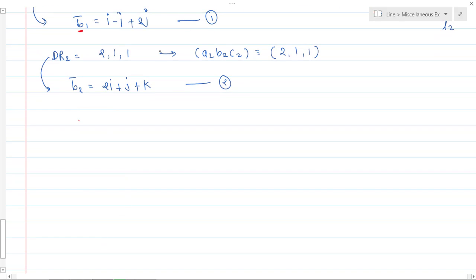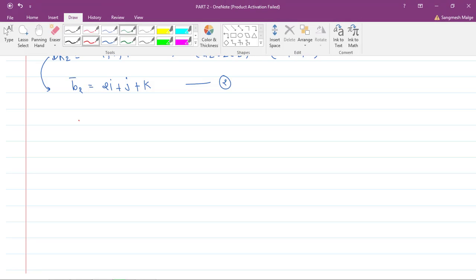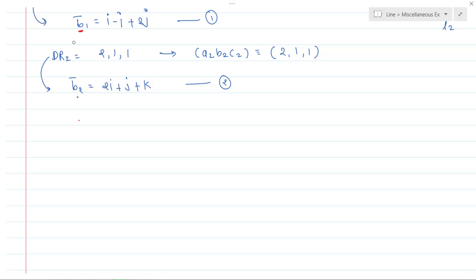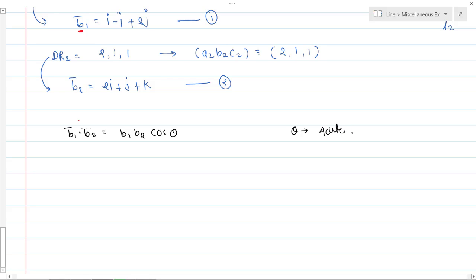How do you find the angle between two vectors? You know b1 bar and b2 bar. Okay, so let me take the dot product here. b1 bar dot b2 bar is equal to what? It is |b1||b2| cos theta, where theta is the acute angle between them. I hope you remember this acute angle.